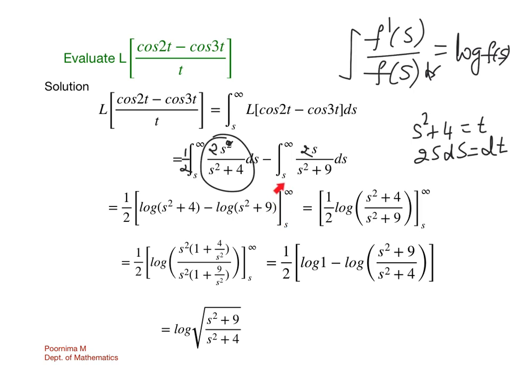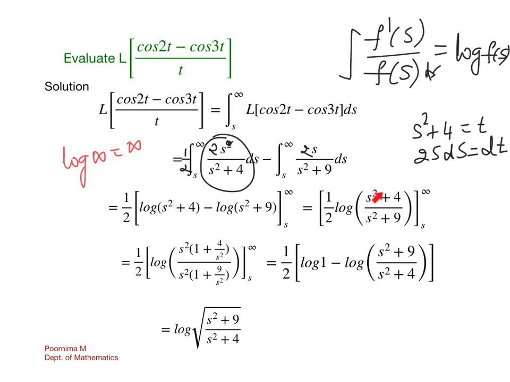But when you are applying the limits, upper limit, log infinity. So what is the value of log infinity? Log infinity is infinity. To avoid getting the infinity value, let us apply the property of logarithm here. So log s square plus 4 divided by s square plus 9. It is in the form of log m minus log n, which can be written as log m divided by n. So we are writing here 1 by 2 log s square plus 4 divided by s square plus 9. Then applying the s to infinity limit, keeping as it is.